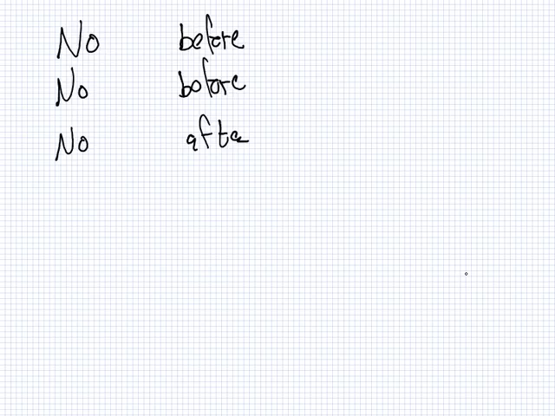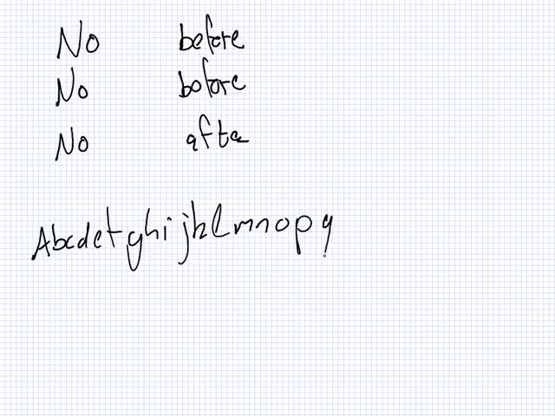Hang on, let me think. Hang on, I have to write down the alphabet. A, B, C, D, E, F, G, H, I, J, K, L, M, N, O, P, Q, R, S, T, U, V, W, X, Y, Z. You said Korea. No, it's not Korea. It's after Korea, and it's also before sand.